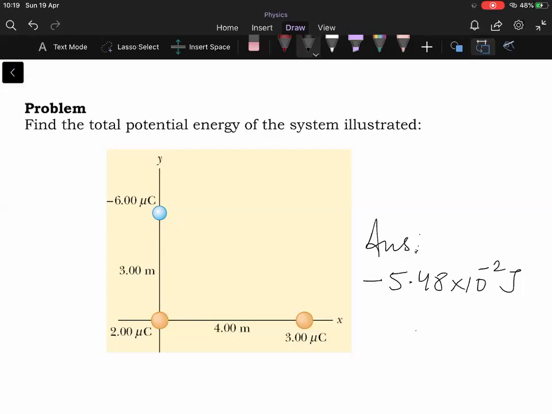Okay, so I got only two responses, of which none of them is correct in terms of the order of magnitude. The answer is minus 5.48 into 10 to the power minus 2 joules. Okay, now tell me if anybody has a doubt in this.